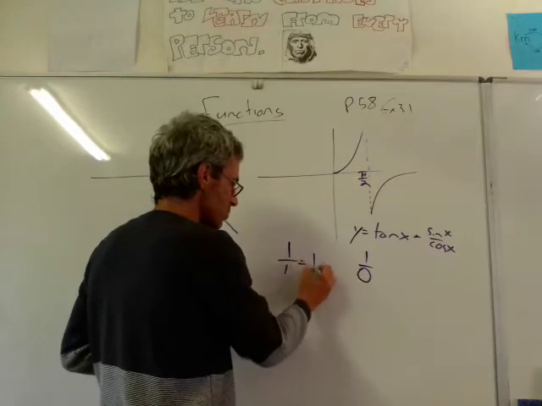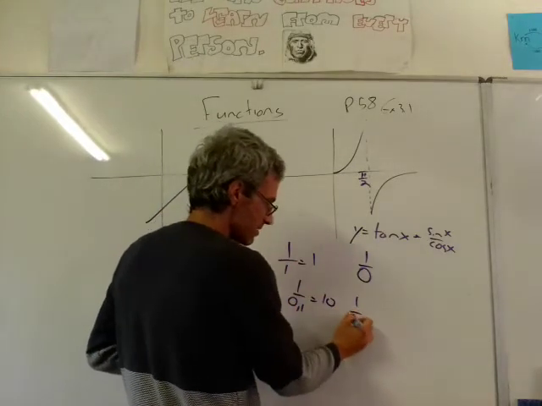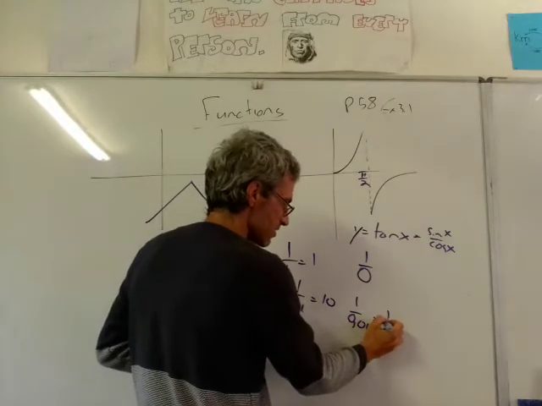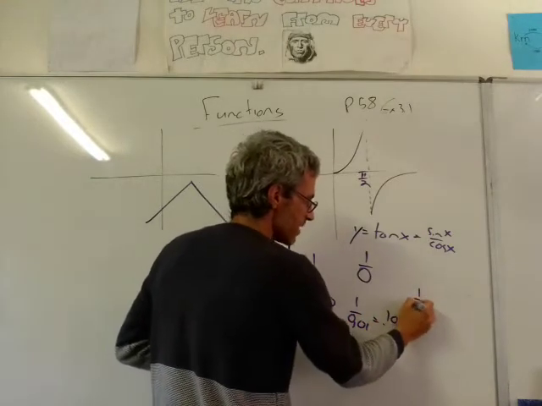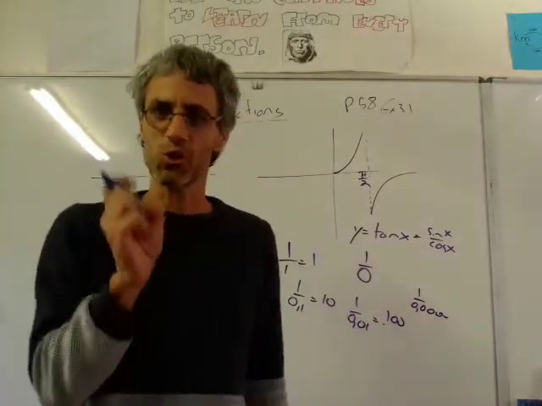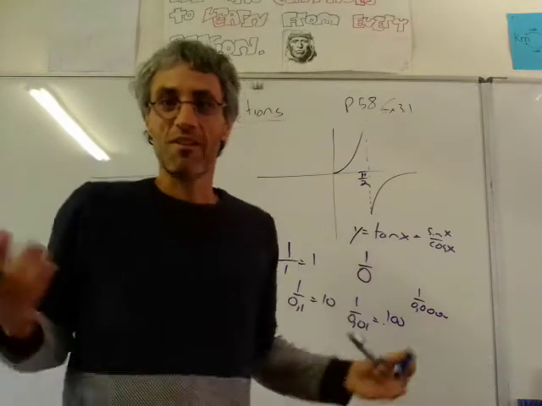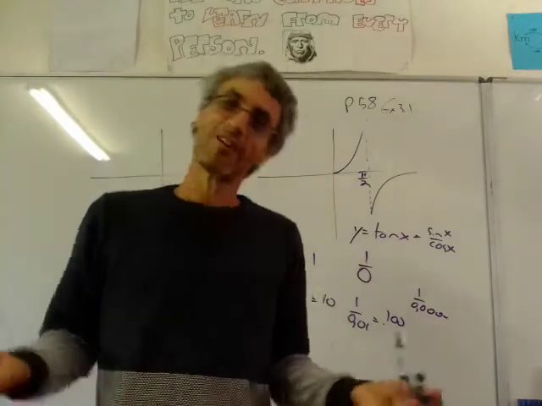1 divided by 1 is 1. 1 divided by 0.1 is 10. 1 divided by 0.01 is 100. 1 divided by 0.000... As I make that denominator smaller and smaller and smaller, I get a bigger and bigger number. So 1 divided by 0 is infinity.